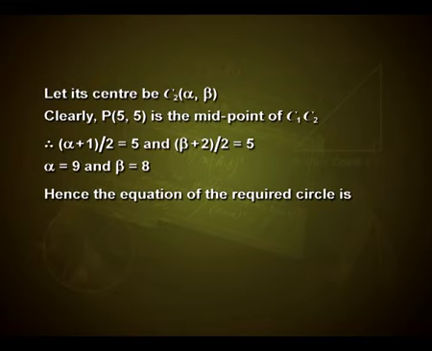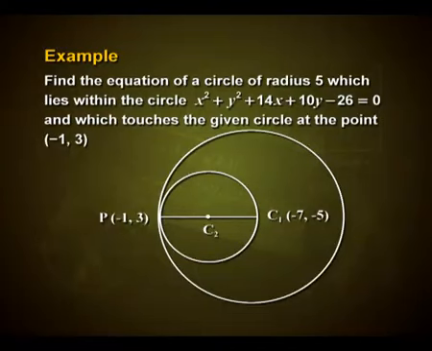Hence, the equation of the required circle is (x - 9)² + (y - 8)² = 5². Now, let us see another example. Find the equation of the circle of radius 5 which lies within the circle x² + y² + 14x + 10y - 26 = 0 and which touches the given circle at the point (-1, 3). See the figure here.